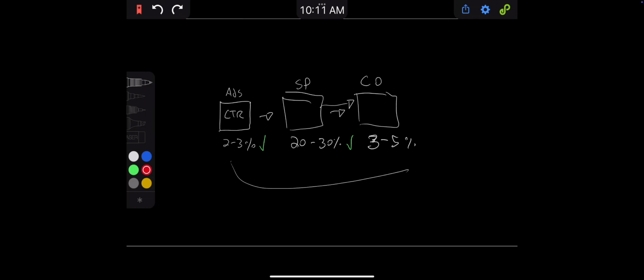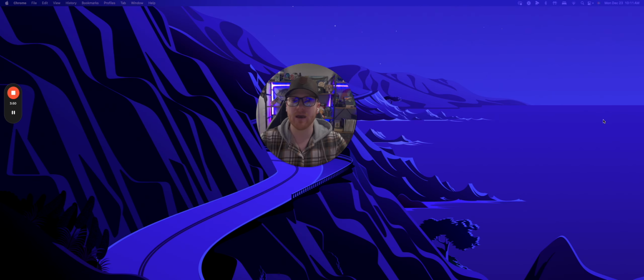Now, I do want to caveat this, and I'll go ahead and turn off the mirror. But quick caveat, ultimately at the end of the day, ROI is king. So we might have campaigns running where our ads might be at like a 1.8 CTR, which is below our target 2 to 3%. And then the amount of people going from our sales page to our checkout page might be 18%, which is lower than our target 20 to 30%. And then the amount of people buying might be at like 2.8%, which is lower than our 3 to 5%.